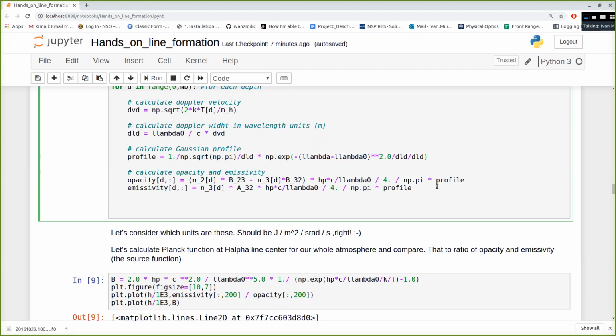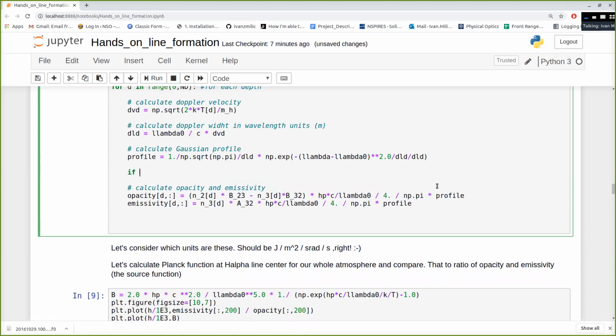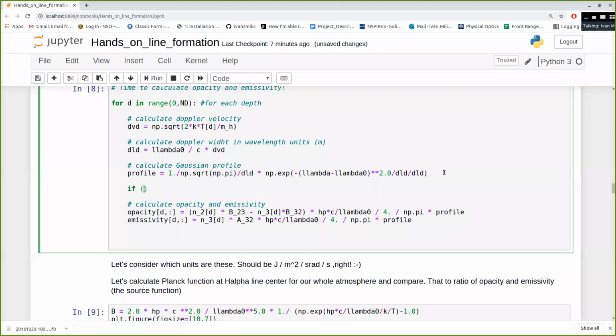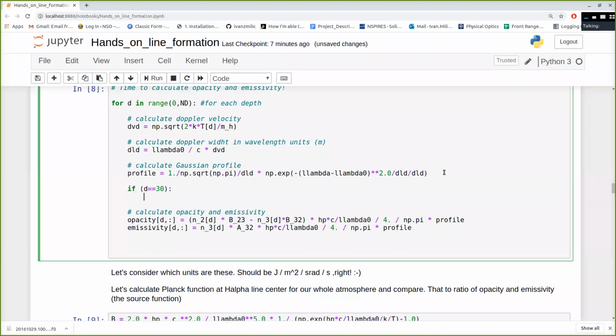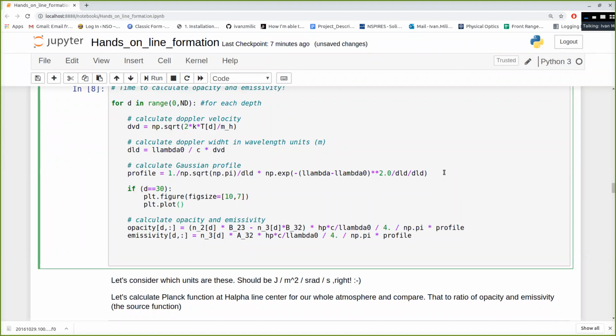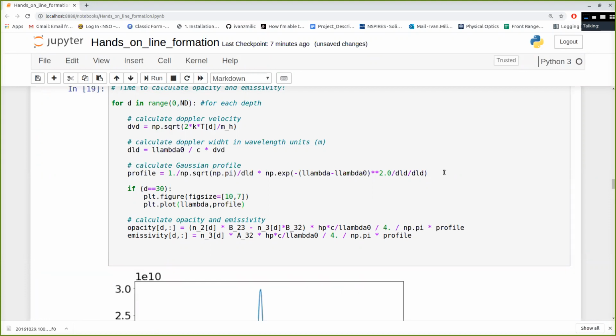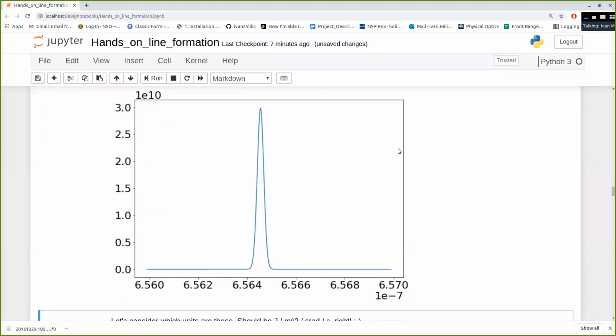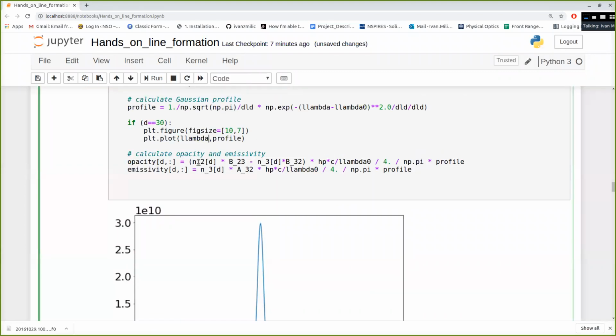And we can actually plot one of the profiles. Let's say somewhere in the middle, if d equals 30, we can do plt.figure with a fixed size. I like 10.7, it works well here. Then plt.plot, lambda and profile. Then I'm going to run this and see the profile. It's actually very narrow, and I will just multiply the lambda here with 10 to the 10 to get it in angstroms.